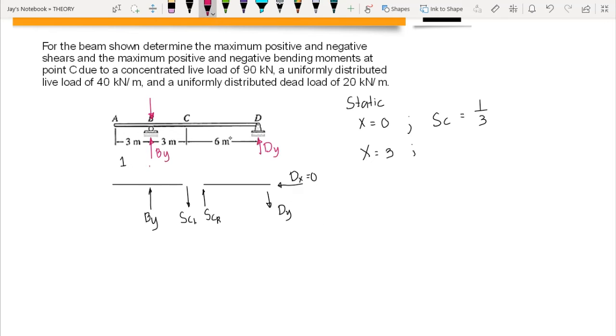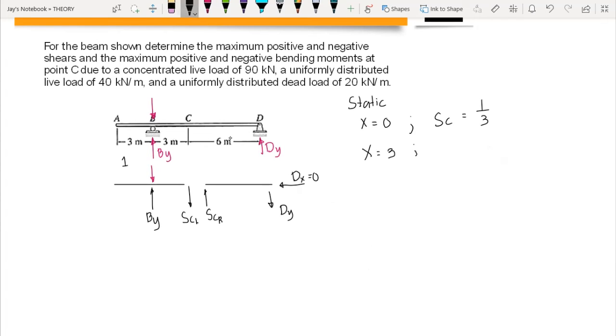So at point B, we would have new values of by and dy. So we will again compute the reactions at the two supports, and we will assume that all the reactions are going upward. So we can use summation of moment at D equal to 0, counterclockwise positive. So we have by times 9, and this is negative, plus 1 times 9, and this equals 0. So we have by here is equal to 1.